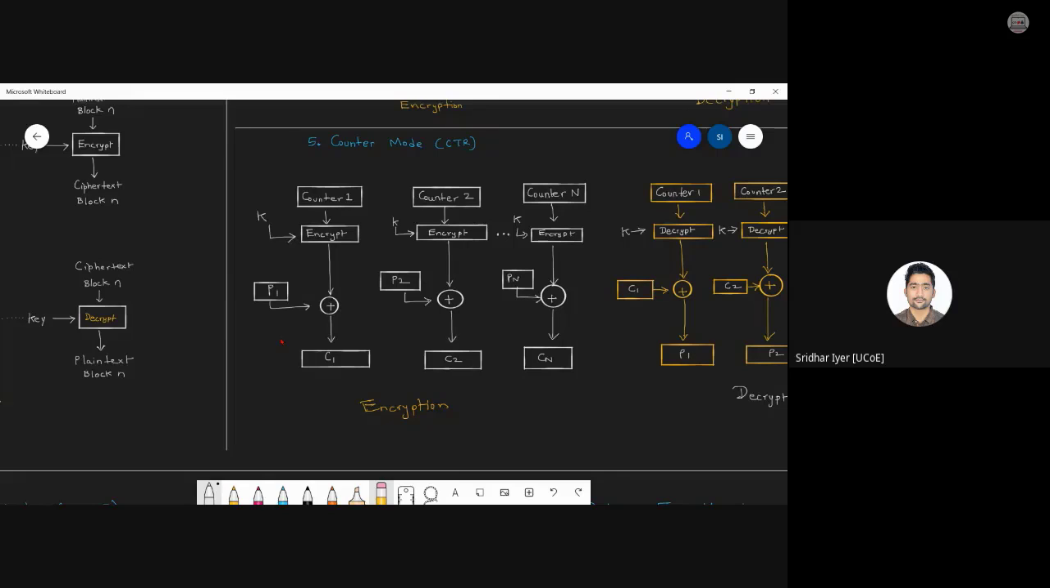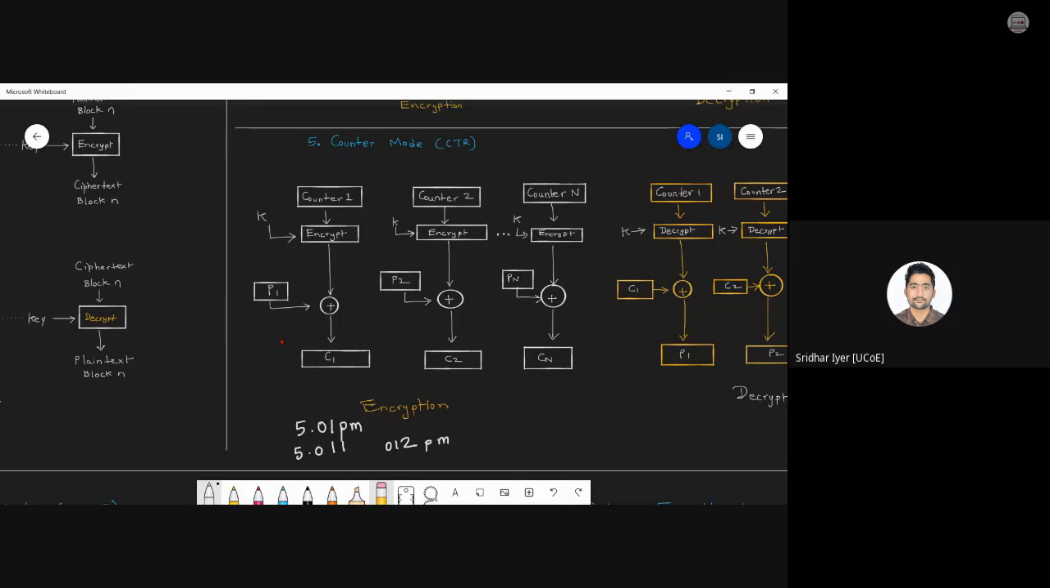Once a counter is used, it will not be used again. Am I clear? Counter 1 can be used only once, counter 2 can be used only once, and so on. Time is constantly moving. Time doesn't stay the same, right? So if I carry out an operation at 5:01 p.m., the next operation would obviously have a different value. It could be 5:011 or 012, whatever.